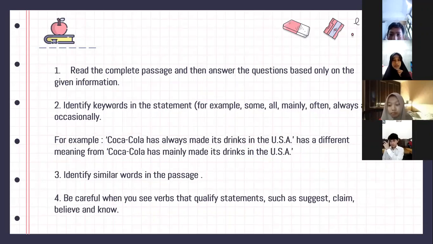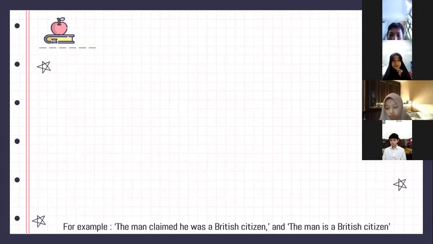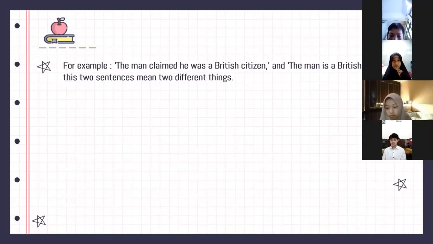The fourth is be careful when you see verbs that qualify statements, such as claim, believe, and know. For example, the man claimed he was a British citizen, and the man is a British citizen. These two sentences mean two different things.